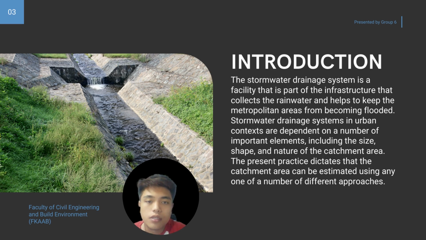The stormwater drainage system is a facility that is part of the infrastructure that collects rainwater and helps to keep metropolitan areas from becoming flooded. Stormwater drainage systems in urban contexts are dependent on a number of important elements, including the size, shape, and nature of the catchment area. The present practice dictates that the catchment area can be estimated using any one of a number of different approaches.